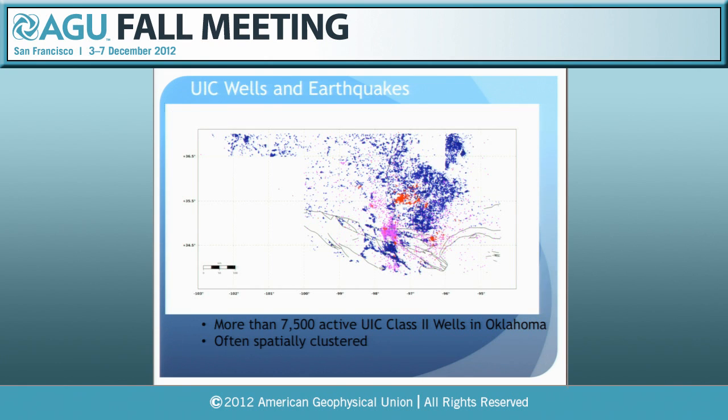Next slide. And so then the big question is how many injection wells may be triggering earthquakes. So the blue dots are injection wells within Oklahoma, and the earthquakes are shown here in pink and red. And you can see that there is some correlation between where those are. Go ahead and next slide.